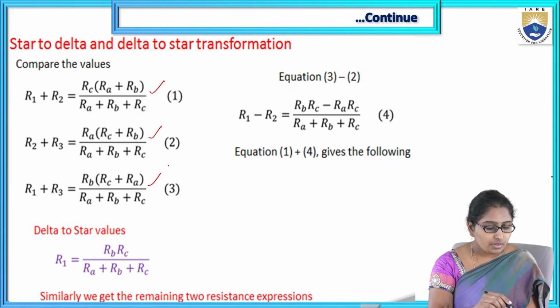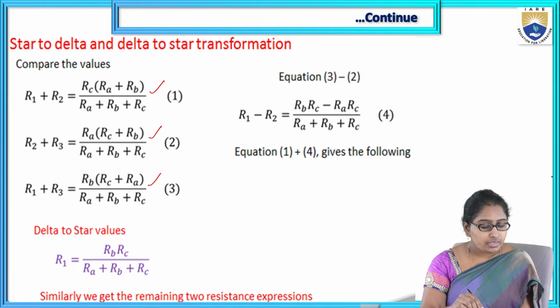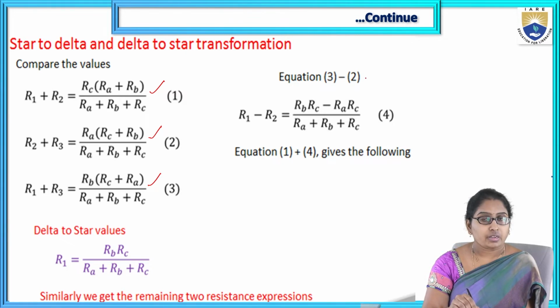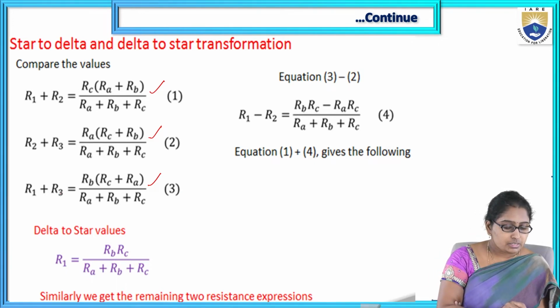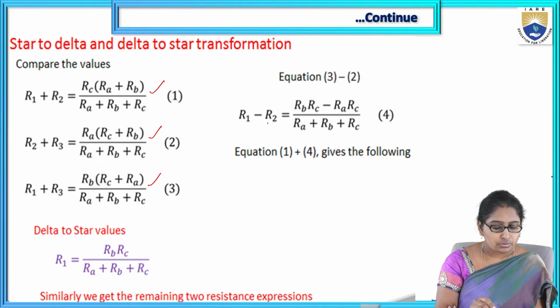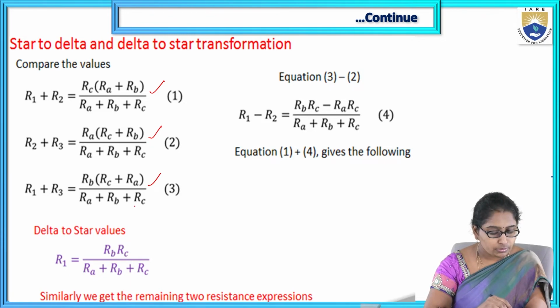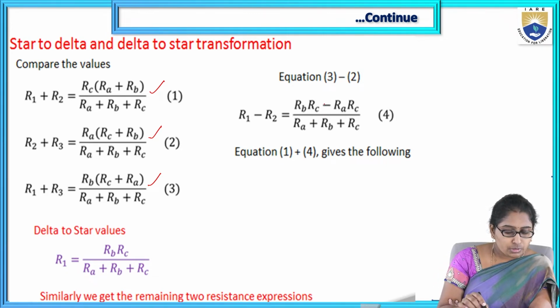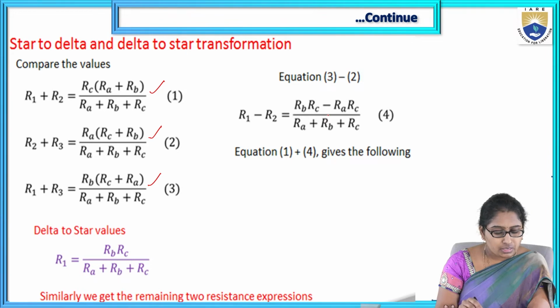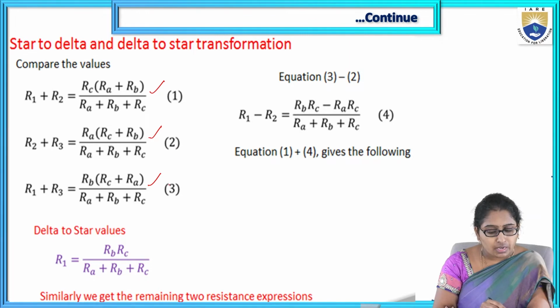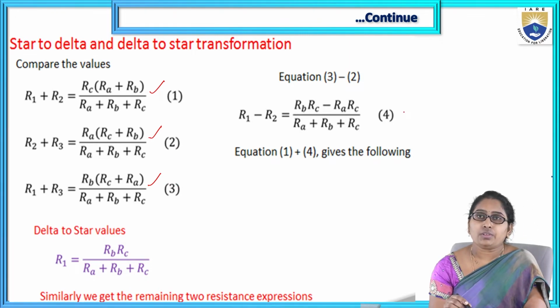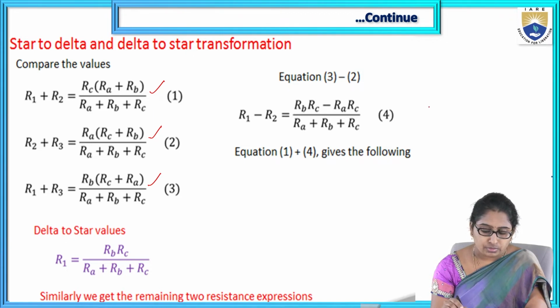Now take equation 3 minus equation 2. R3 goes off, so we get R1 minus R2 equal to, and on the right side one term goes off, RA RB gets cancelled. So the numerator, equation 3 minus equation 2, gives RB RC minus RA RC over RA plus RB plus RC. Let us call this equation 4.